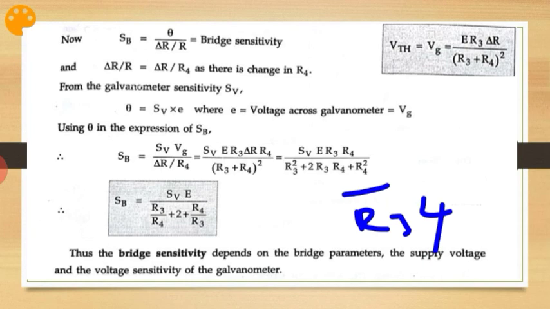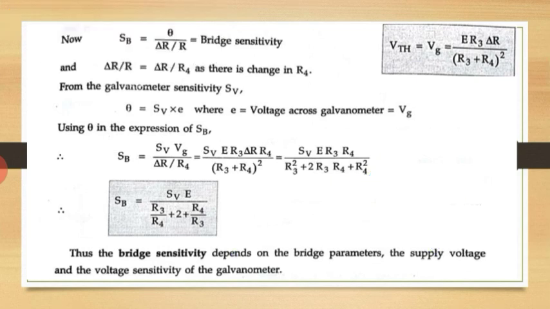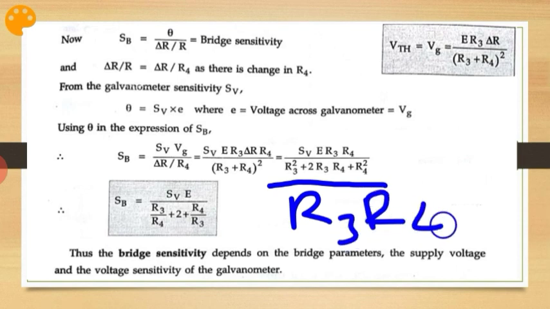So one R4 gets cancelled, and one R3 remains. So here what we have is R4 by R3. So in general, I will conclude here, once again I will show you, this whole divided by R3, R4, this you have to remove because you have taken it down. So SV and E remain in the numerator, and after dividing these things you will get this equation.